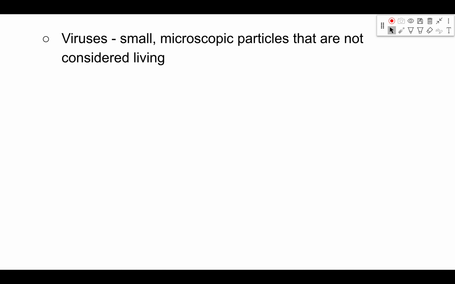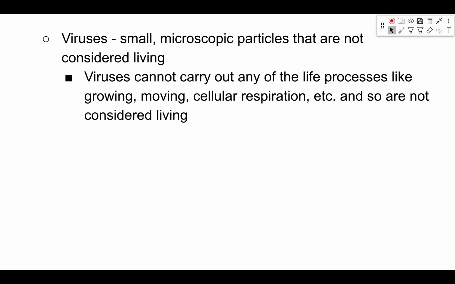The last type of pathogen we need to talk about is a virus. Viruses, like protists and bacteria, are very small microscopic particles, but we aren't going to call them unicellular because they aren't made of cells, which is one of the reasons that they are not considered to be alive. Viruses can't carry out any of the life processes that living things can. Like they can't grow, they can't move, they don't undergo cellular respiration. So if you don't go through all of these processes that living things go through, then we don't consider you living. So most scientists don't consider viruses to be alive.